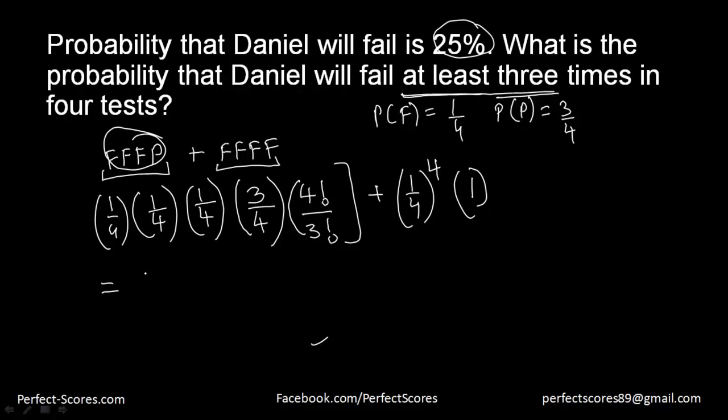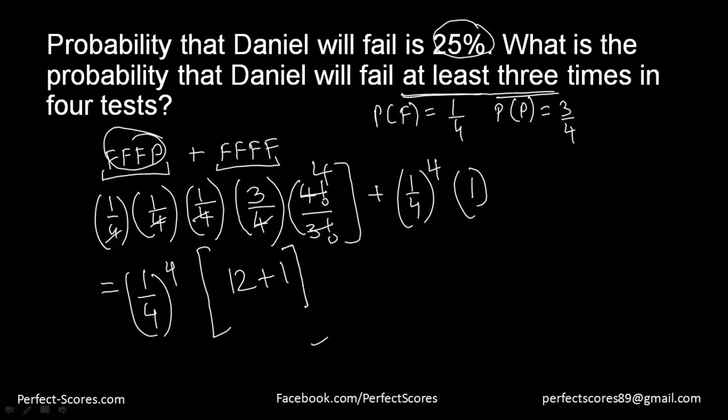So similarly you can just take 1 by 4 raised to the power 4 common. This is something that you can do every time you have something to take out common. So this and this are taken out, so I am left with a 12 here, right? And I'm left with a 1 here. That means my answer is 13 by 4 to the power 4, right?